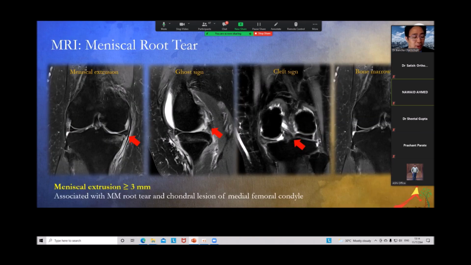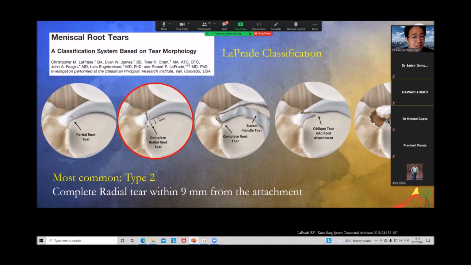increased KL grading. So this is a classic MRI of the meniscus root. Number one, you can see the meniscus extrusion on the medial side, and the ghost sign, the cleft sign, and you can see the bone marrow edema on the tibia. Classification from LaPrade: the most common type is type 2. Okay, this is the complete radial tear within 9 millimeters from the attachment.